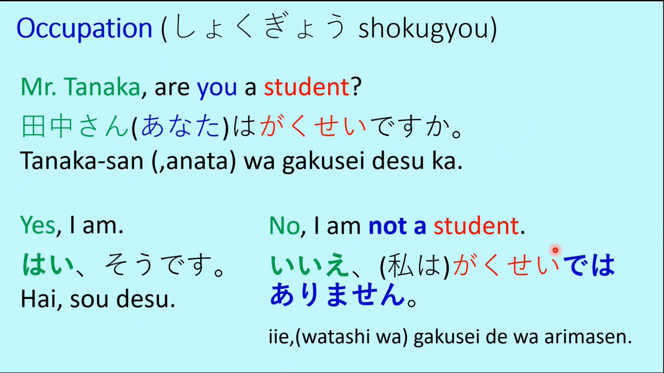And you can also just say the phrase not a student, then it will be gakusei dewa arimasen. No, I am not a student. Ie watashi wa gakusei dewa arimasen, or ie gakusei dewa arimasen, or simply gakusei dewa arimasen. So this is how you say no followed by the negative sentence. Dewa arimasen. You must remember this. Both de and wa are particles, and arimasen is the verb.